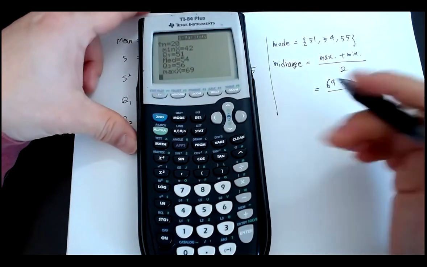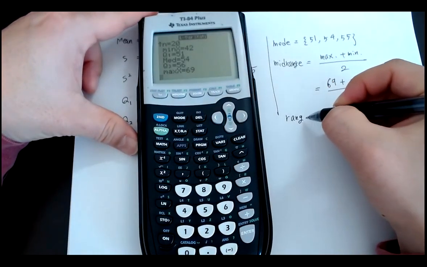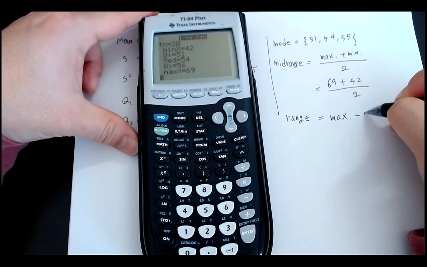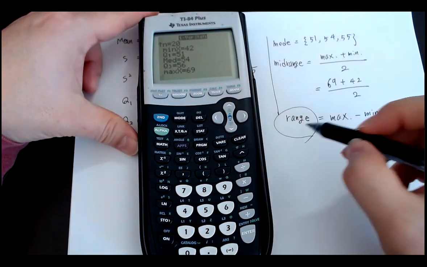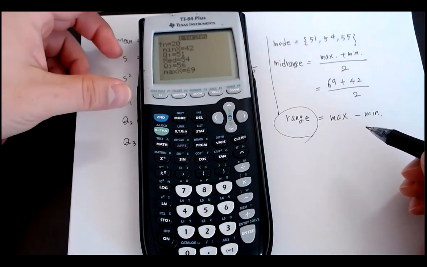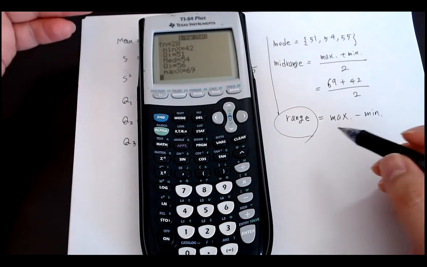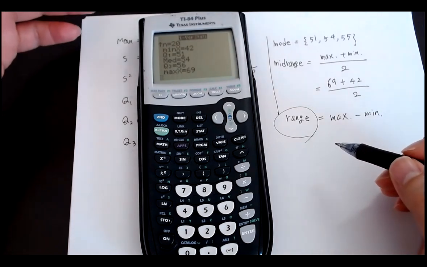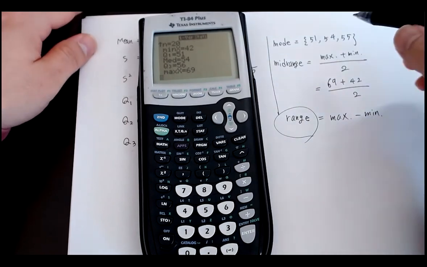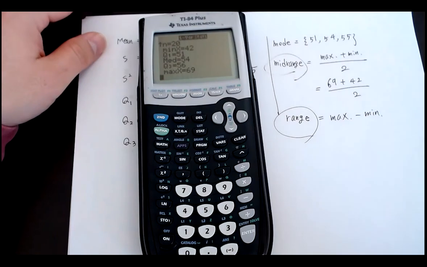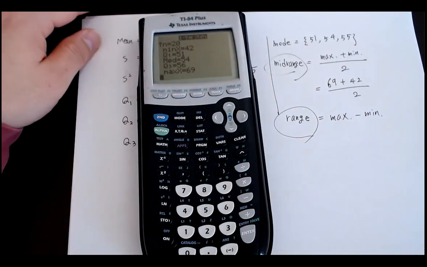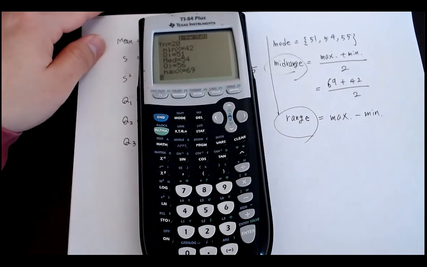Then what about the range? Don't confuse the range and mid-range. The range is just the maximum minus the minimum. Range is one of the measures of variation. So standard deviation, variance, range, these are the tools to measure variation of the sample data set. And the mid-range is one of the tools to measure the center of the sample data set. So don't be confused there.